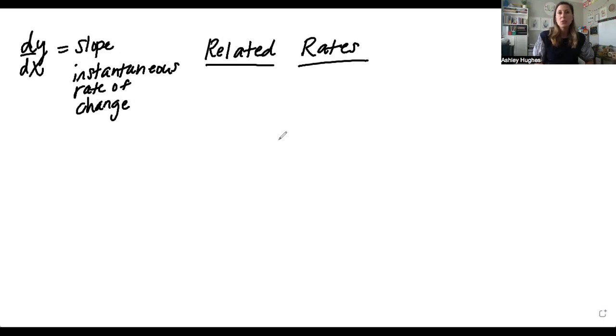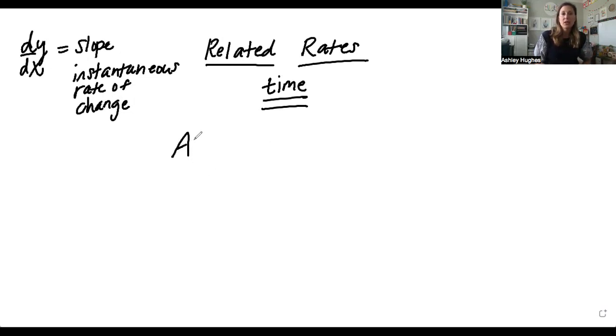And essentially, you're going to be differentiating with respect to time, okay? So time is your independent variable, but we're going to be differentiating area equations, volume equations. You'll see several different situations. And when we differentiate, we're going to take the derivative with respect to time.